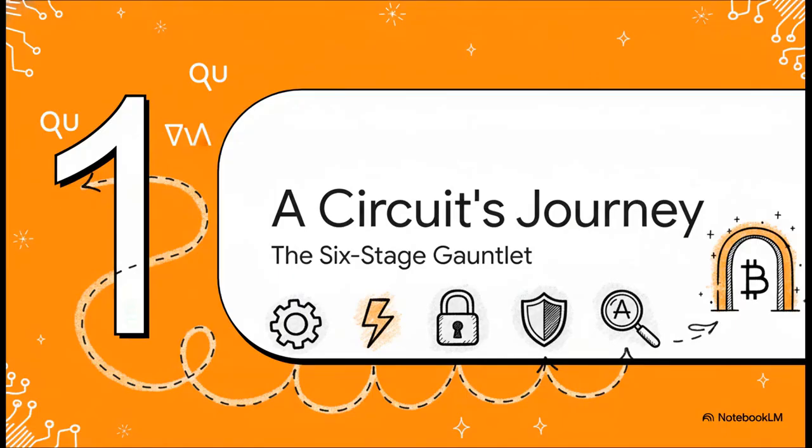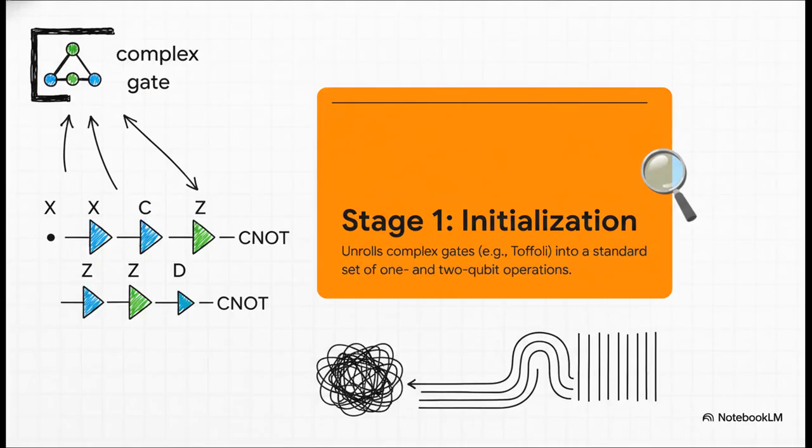So how does it actually pull this off? You can think of the whole process like a journey that every single quantum circuit has to go on. It's like a 6-stage gauntlet it has to navigate to get ready for the hardware. Let's walk through each one of these stages. Okay, the journey kicks off with initialization. This first stage is all about getting everything on the same page. It takes any complex, high-level gates you might have, like a 3-qubit Pauli gate, and it breaks them down or unrolls them into a simple sequence of 1- and 2-qubit operations. This just makes sure that every other stage of the transpiler is speaking the same language, working from the same set of basic building blocks.